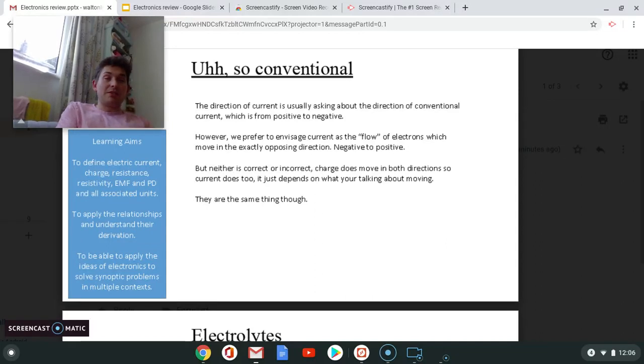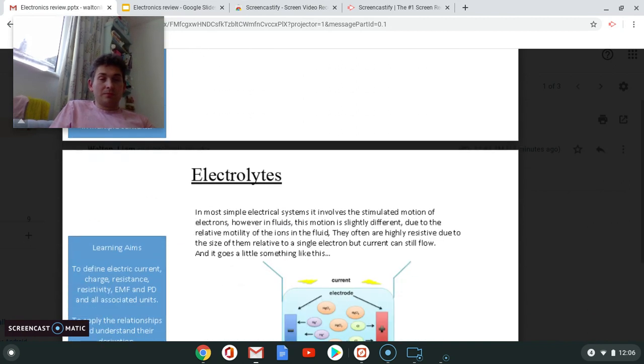When we think about it in physics, we think electron flow, which is negative to positive, but neither's wrong, right? If you move electrons from right to left, you're moving positivity by removing negativity. So charge is moving in either direction. It's just which bit you're looking at. Cool. They are the same thing.